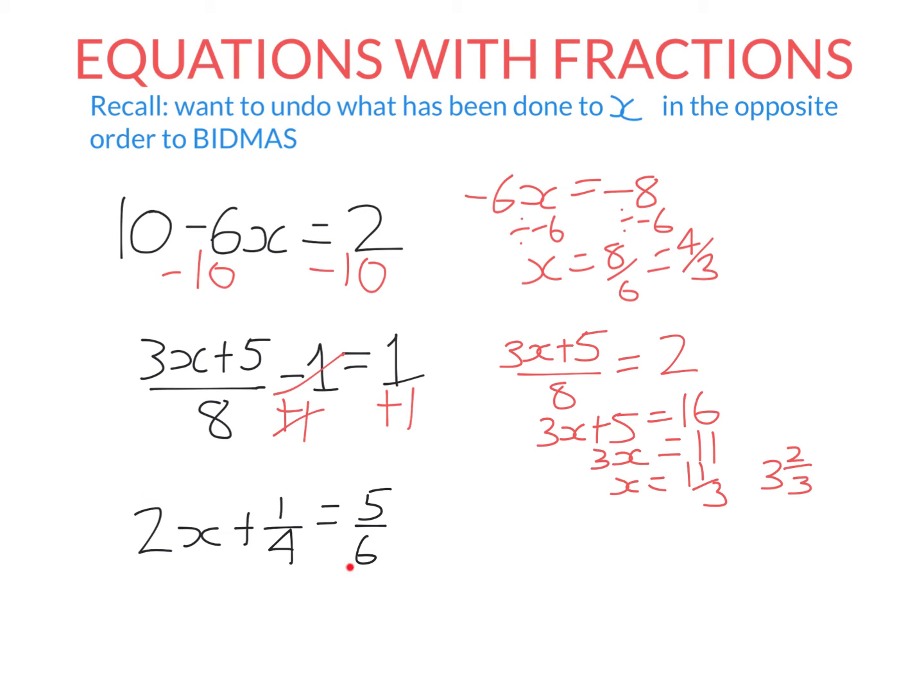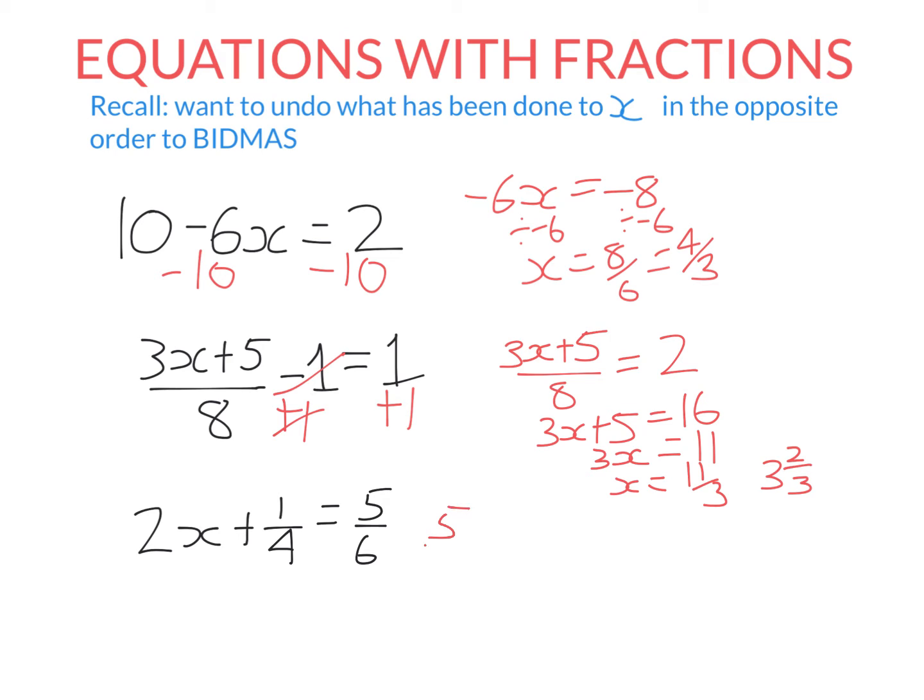So let's look at this last one here. It's got a fraction on the right-hand side, but we're not going to do it any differently. We're going to undo what's been done to x in the opposite order to BIDMAS. So we timesed x by 2, then we added a quarter to get 5/6. So we're going to undo adding a quarter by subtracting a quarter.